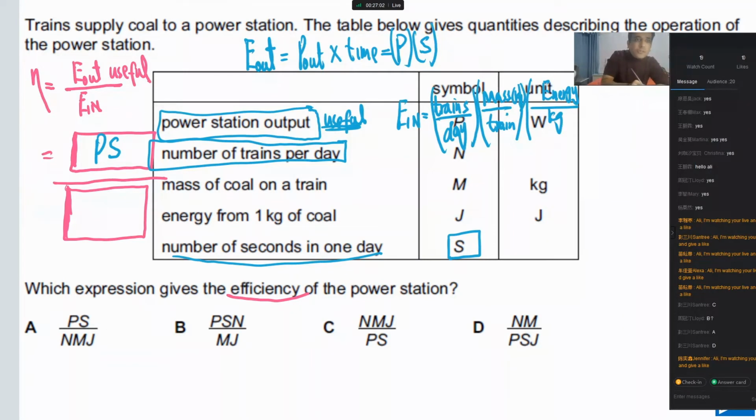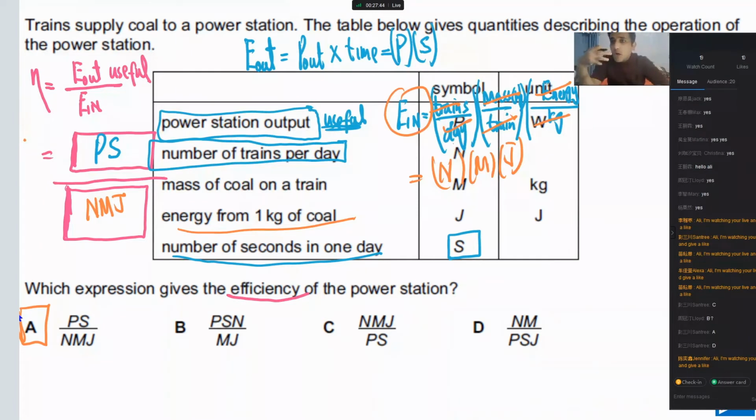Now if you see this, you can see very clearly. The number of trains cancel. Mass in kgs, mass in kgs cancel. You can do it by units. So this is the energy per time. So this is the E in. So what you need to do? Trains per day, so this one is N. And what is mass per train? This is given, it is M. What do we have? Energy per kilogram. This one is J. So this is the total input energy. So simply I will write here, this is NMJ. So the answer for this one is A. So A is the right answer.